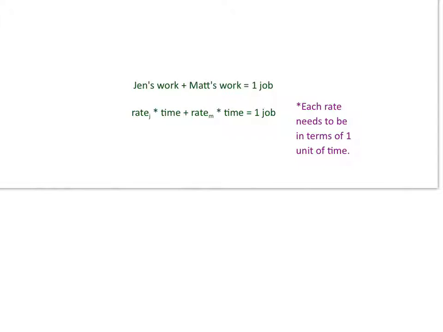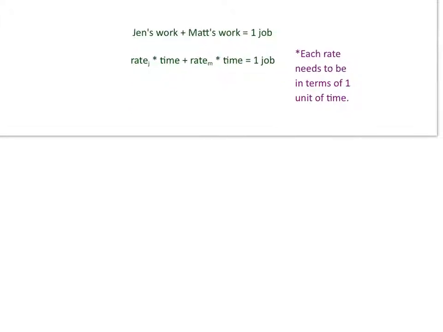So each rate needs to be in terms of 1 unit of time. So the rate of Jen, and I know you can't see this because I cut this off the top, but you have this in your notes here, is that she can rake the leaves in 2 hours. So she can rake the pile of leaves, her 1 job, in 2 hours. Now we don't know the time it's going to take them to work together, so we're going to call that x.